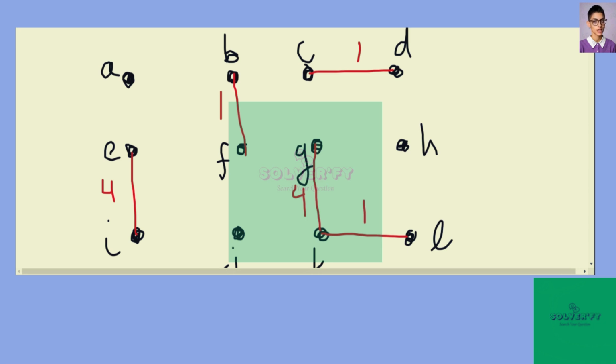Now, in the remaining graph, the smallest weight, which is 2, is between A and B, between C and G, and between F and J. So first, if we add A and B, we don't obtain a circuit. This is valid. If we add C and G, we don't obtain a circuit, so this is valid. If we add F and J, we don't obtain a circuit, so this is also valid.